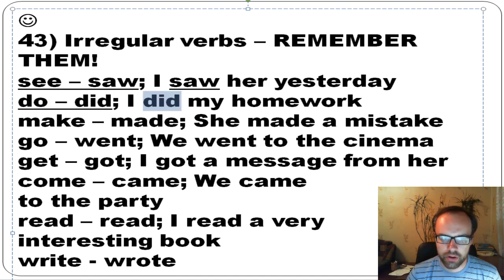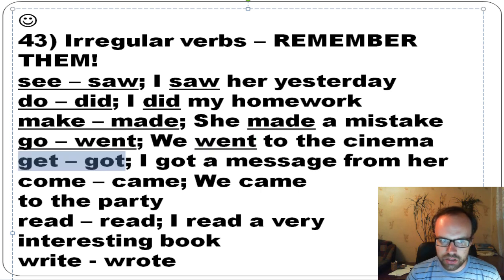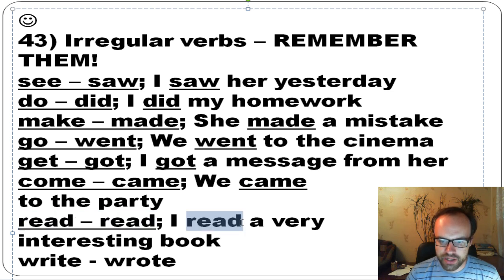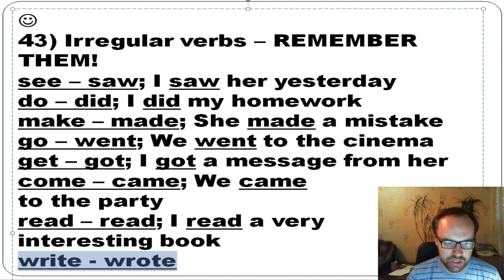I did my homework. Make, made. She made a mistake. Go, went. We went to the cinema. Get, got. I got a message from her. Come, came. We came to the party. Read, read. I read a very interesting book. Write, wrote. Good. Or maybe he wrote a very interesting book.